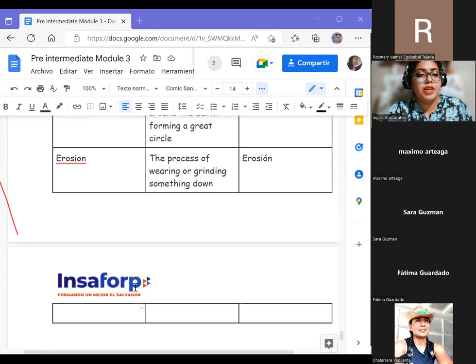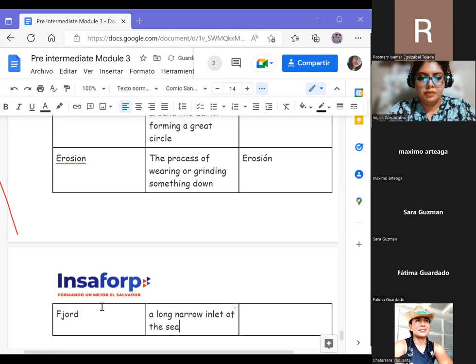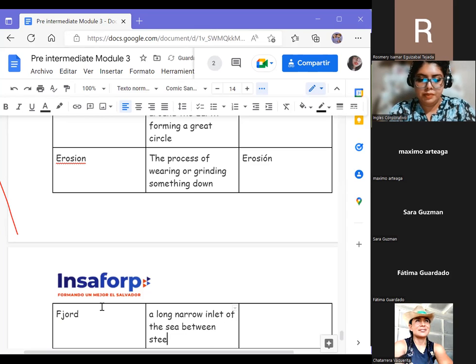But this one is fjord. It is a long, narrow inlet of the sea between cliffs. And in Spanish, we can say this one is fiordo.